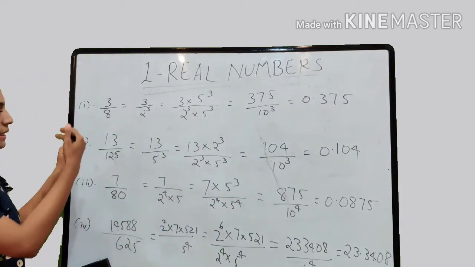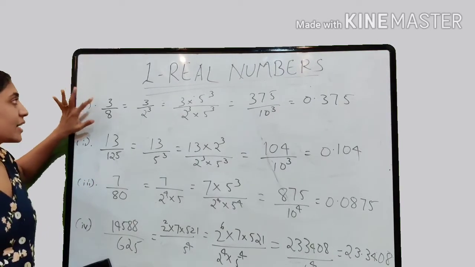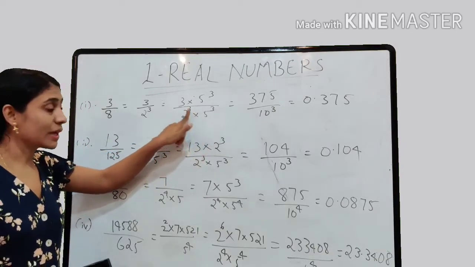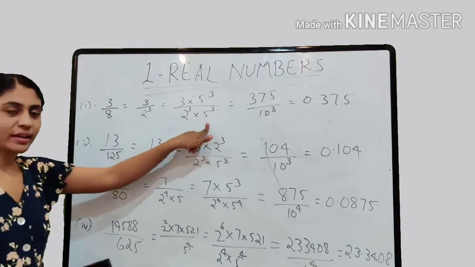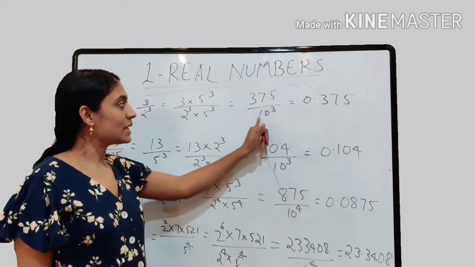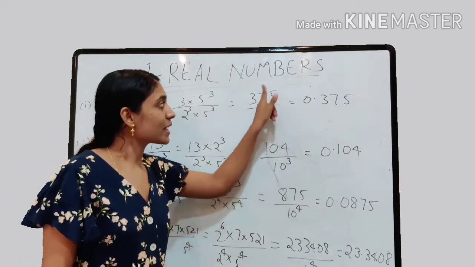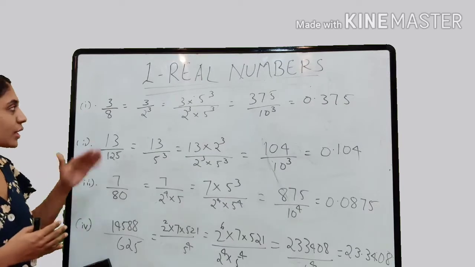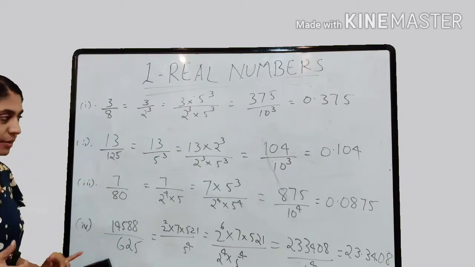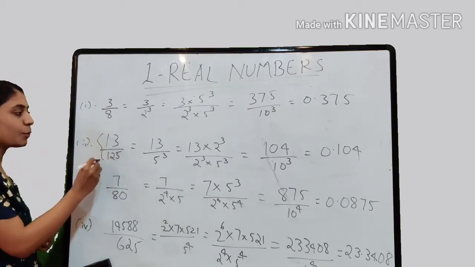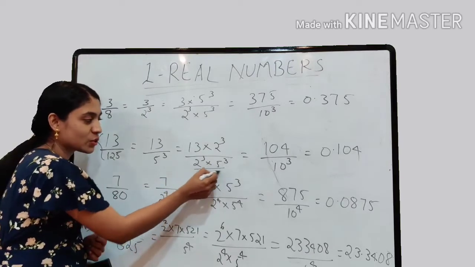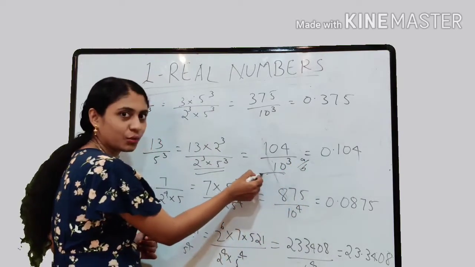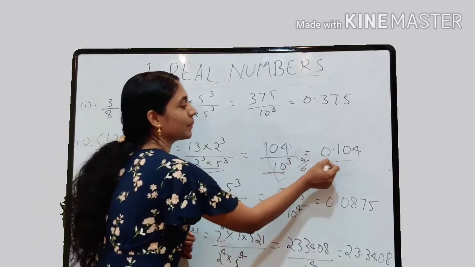Okay. So what does this mean? This means any rational number can be written in the form p by q, where q is of the form 2 raised to n into 5 raised to m, to an equivalent rational number of the form a by b, where b is a power of 10. Then the decimal expansion of such a rational number terminates. So here we are just reversing the order, that is, we are starting from 3 by 8 to 0.375, like that.